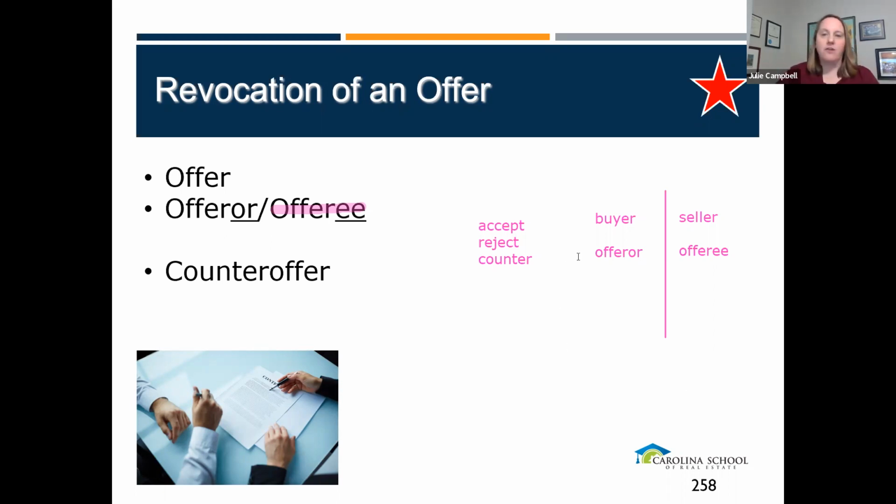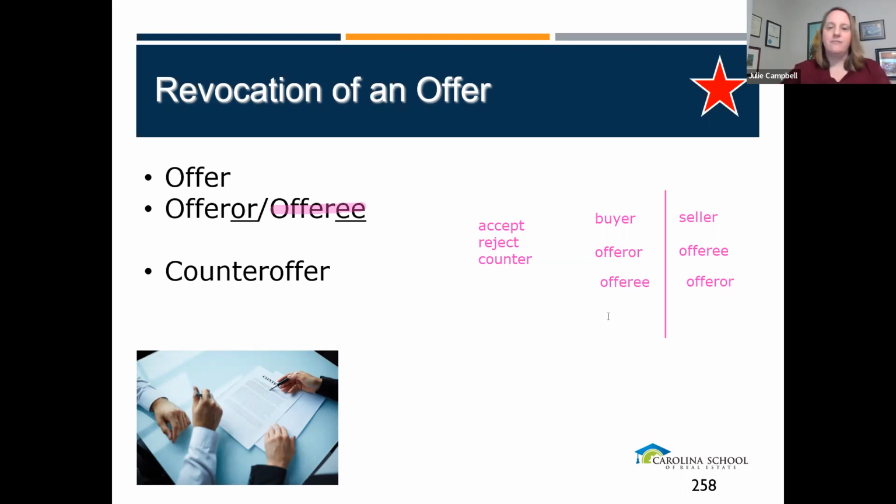In a counteroffer, the roles reverse. The seller is now making an offer to the buyer. I reject your offer. I'm good with all these terms, but the purchase price. So now the seller has countered. They've made a new offer to the buyer. The buyer's now the offeree. Now the buyer has three choices. They can accept it, reject it, or counter it.